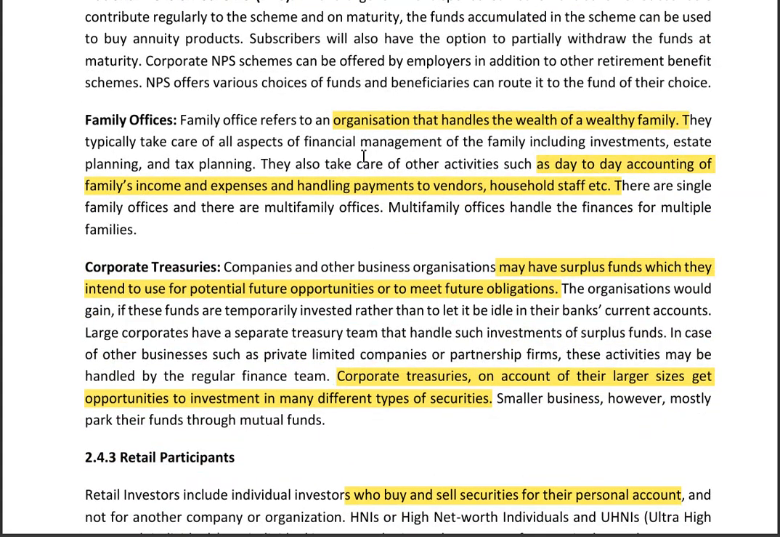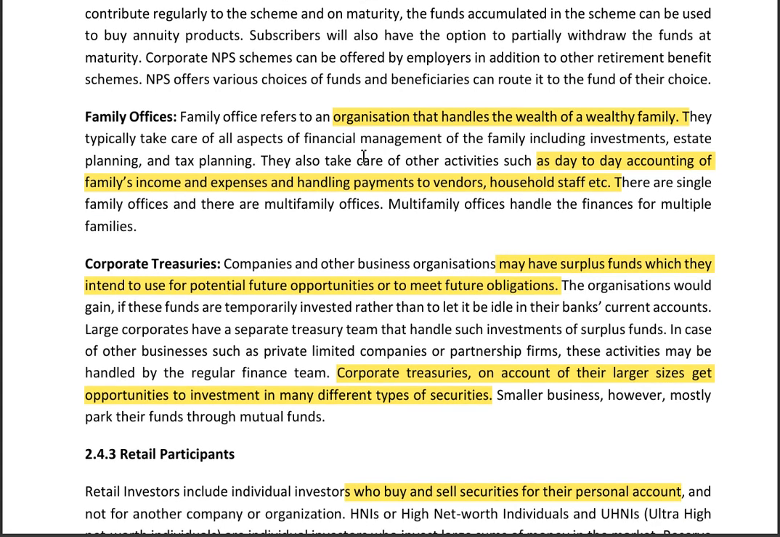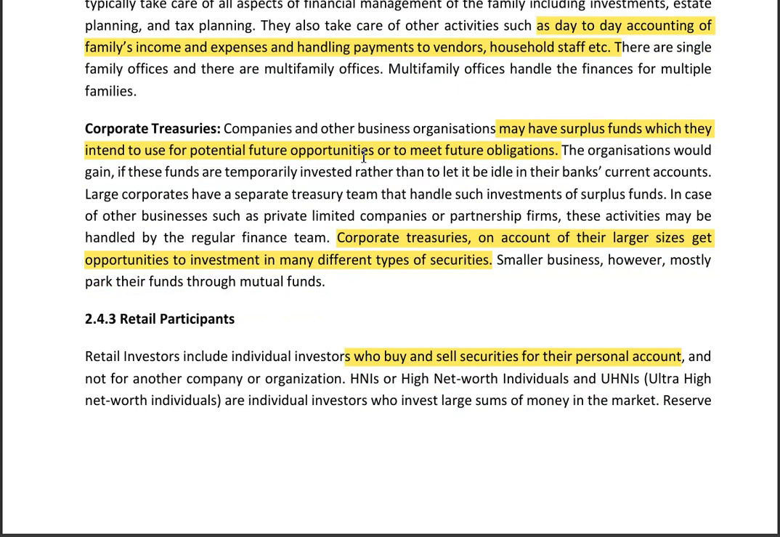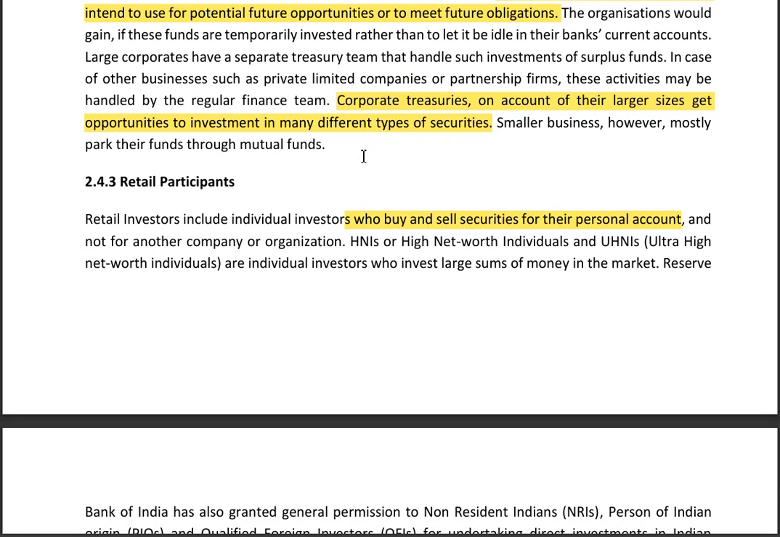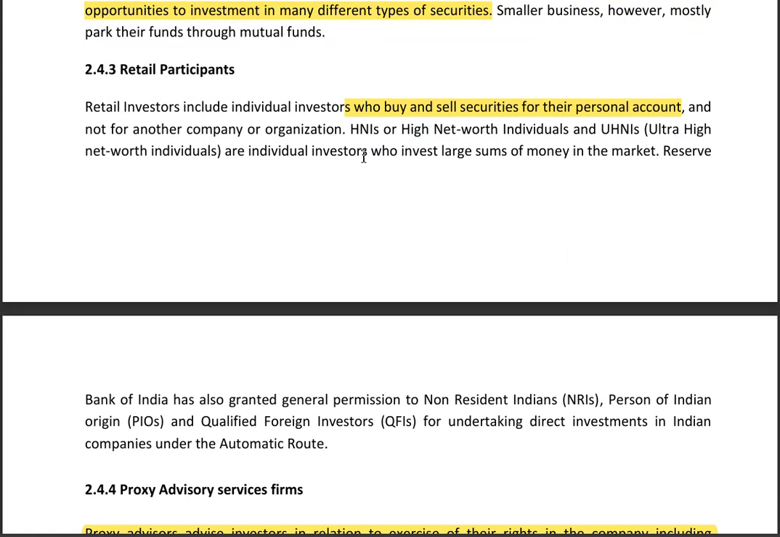Other than that, family offices are organizations that manage the wealth of wealthy families. They handle accounting and day-to-day income, expenses, handling payments to vendors, household stuff, etc. Corporate treasuries are companies or businesses having a large surplus of funds which they use for potential opportunities in future. So they get an opportunity to invest in different types of securities. Retail participants buy and sell shares and securities in a personal account.